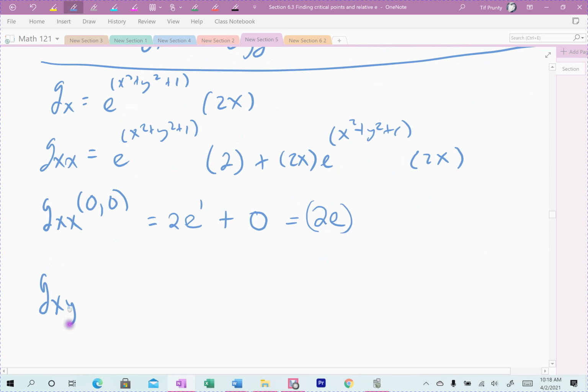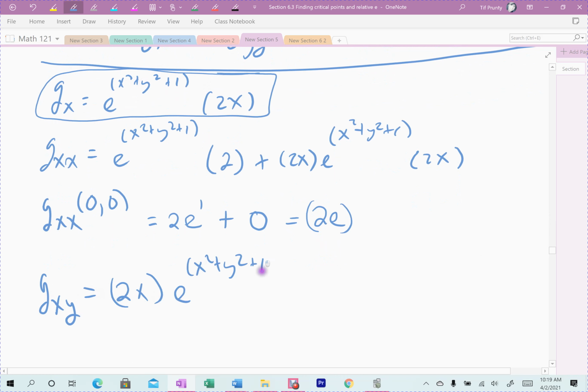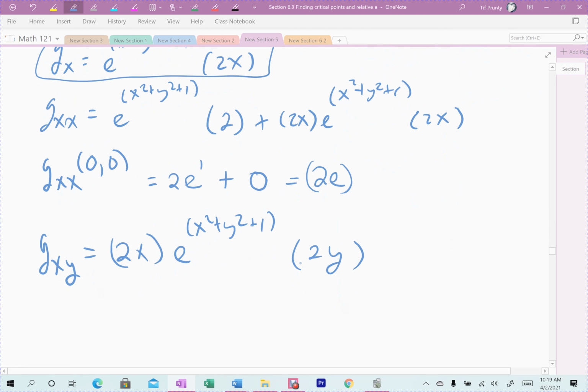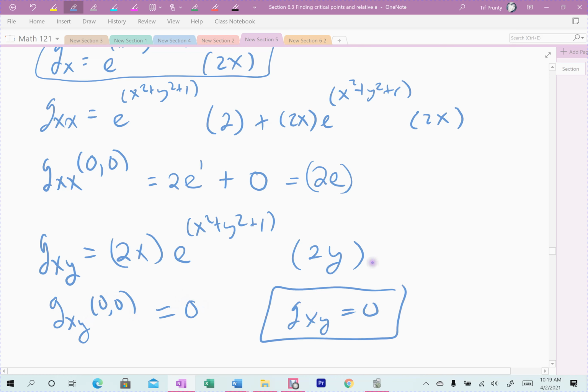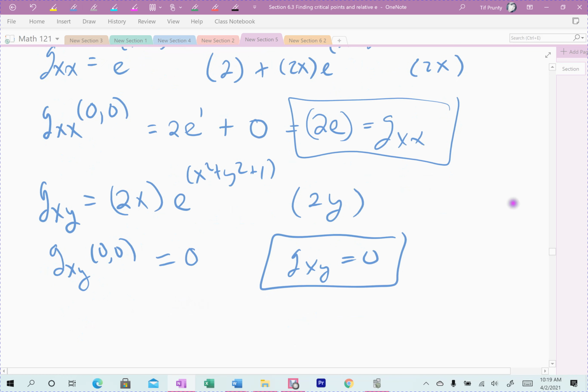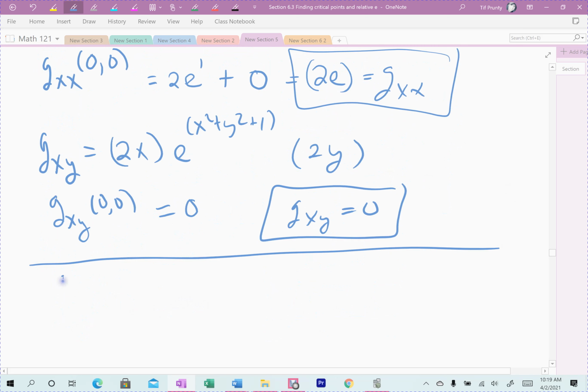Alright, g sub xy is the next one I'm going to look at. This one's a little easier because when I take the derivative of this with respect to y, there's only one y part. It's in the e term. So the 2x comes along as a constant. It's e raised to that x squared plus y squared plus 1, and then this time it's times the 2y. Remember, instead of plugging that into the formula, I'm going to find it at my critical value 0, 0, which is nice because this just zeroes out. So the mixed derivative is just 0. The x one is 2e.